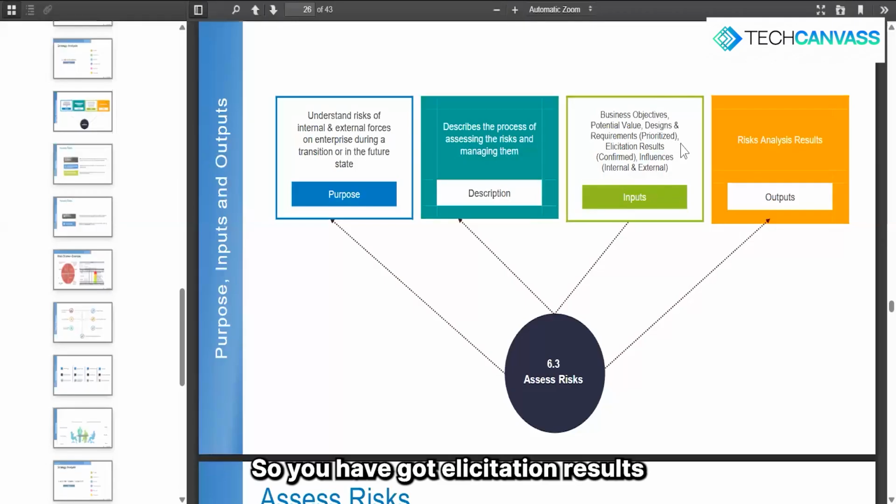So we have elicitation results that are in confirmed state. You need potential value that we have garnered from the output of a previous task. We have business objectives. We have influences, which are internal or external. We have the requirements that should be in prioritized state. And we have designs that should be prioritized. The output is risk analysis results.